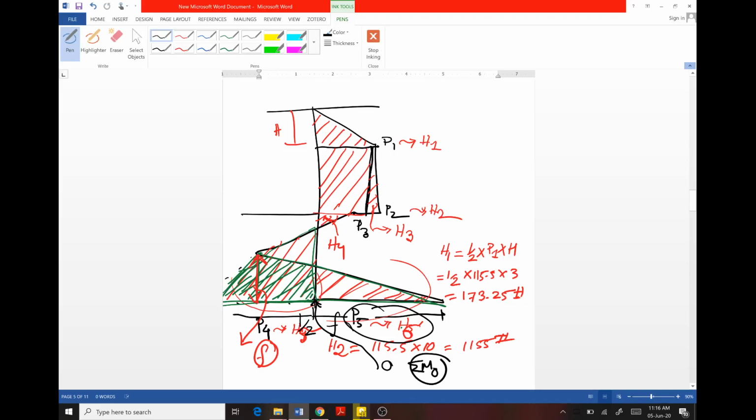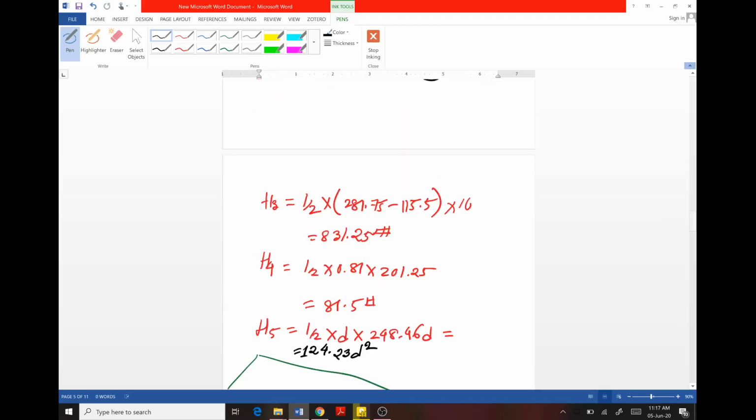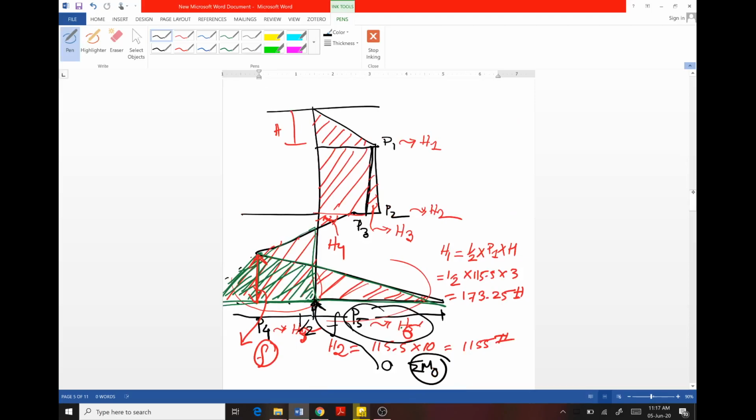So we have already determined all the values of the horizontal forces, H1, H2, H3, H4, H5 and H6, and we will take the moment of these horizontal forces at point O. So we will have to determine the values of the lever arms of these horizontal forces from this point O. What are lever arms? Let's determine the values of the lever arms. We can go to this problem again.